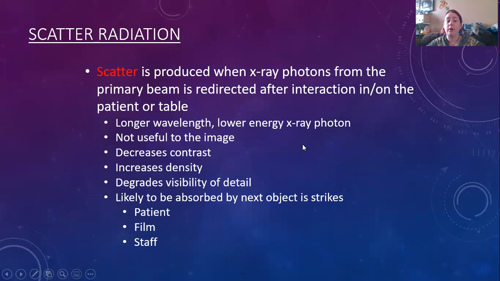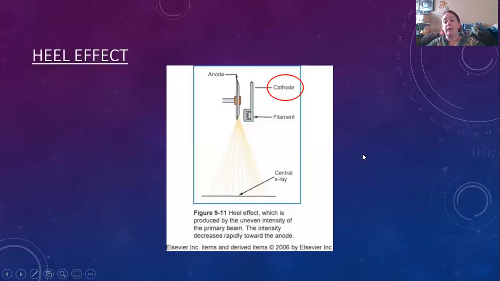Scatter radiation is where we're going to have extra X-ray photons that bounce off of the interaction with nearby patient, table, or other objects. This will degrade the visibility, decrease our contrast, increase our density, make things darker when they don't need to be. So we don't want to harm our patient by having them get struck by additional scatter. Same thing with our staff and our film. So we want to decrease scatter whenever possible. And so what we'll do for that is to collimate. Collimate by closing our window.